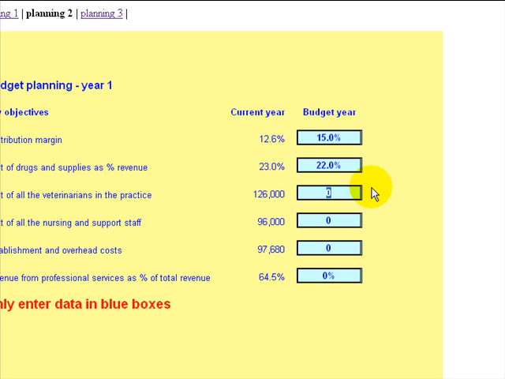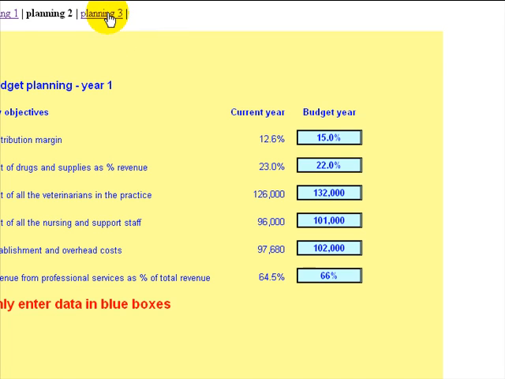He or she has done all the homework and forecast that next year the cost of veterinarians, including the owner, is going to be £132,000, that the cost of the nursing and support staff will be £101,000, that the establishment and overhead costs next year are going to be £102,000, and the objective next year also will be to try and increase the revenue from professional services as a percentage of the total from 64 to say 66%.